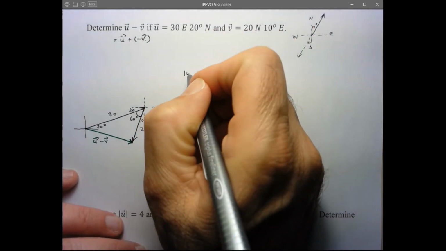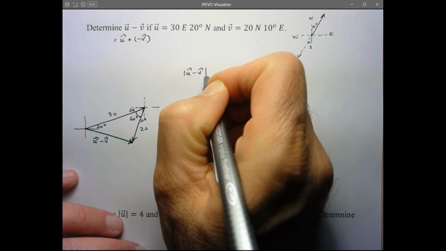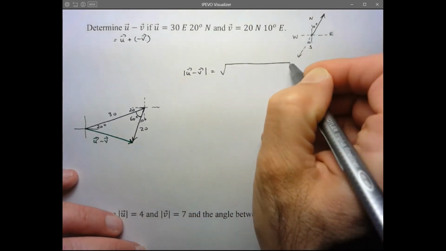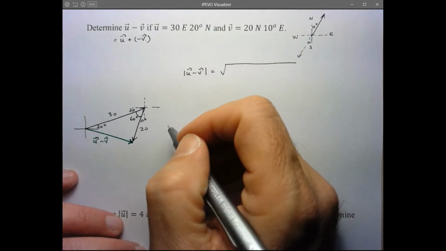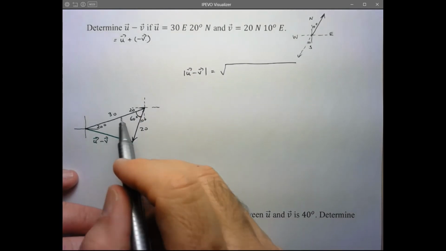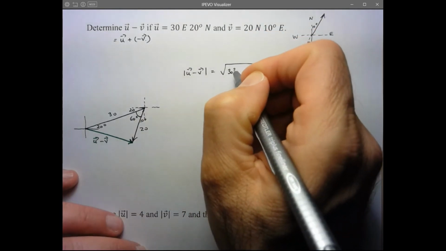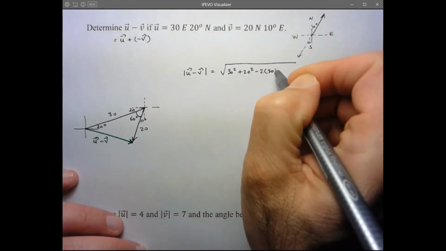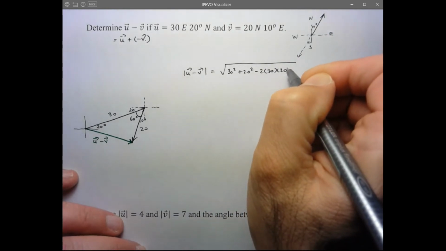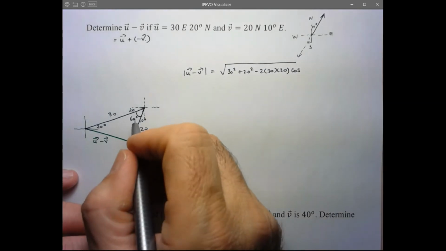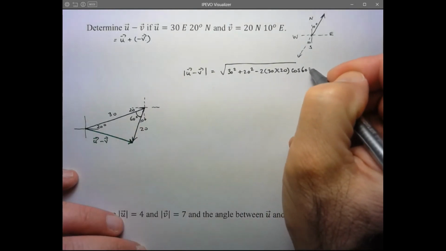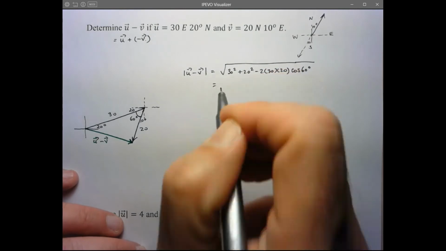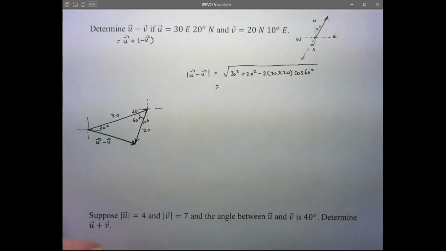So if I want to find the magnitude of u minus v, that's just going to be the square root of the square of the other two sides. So 30 squared plus 20 squared minus 2 times 30 times 20 times the cosine of the opposite angle, which is 60 degrees. Okay, so let's calculate that here.